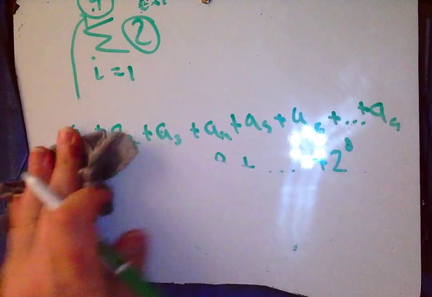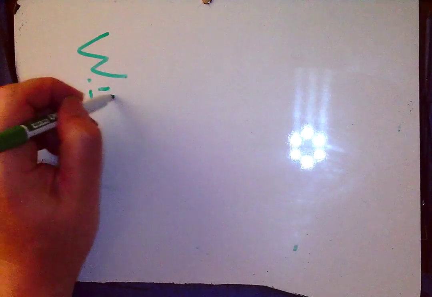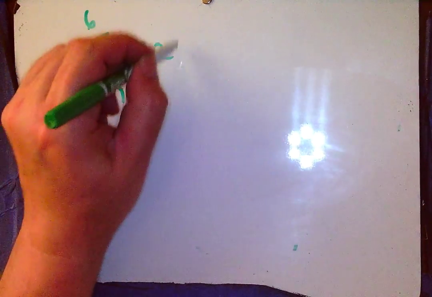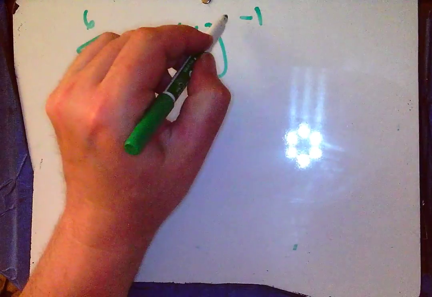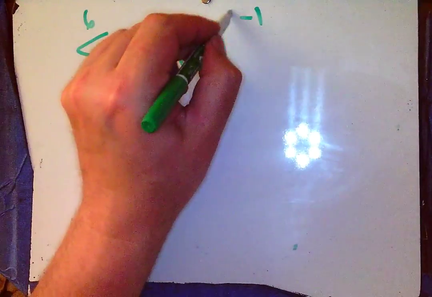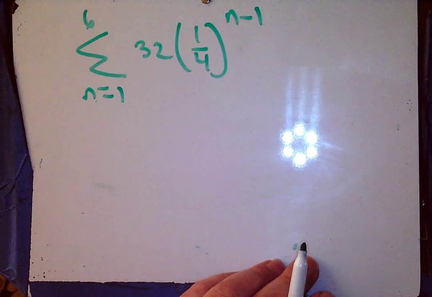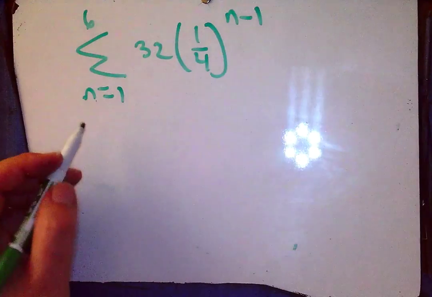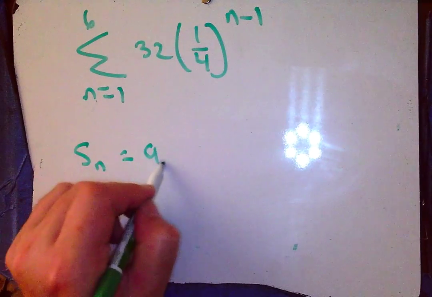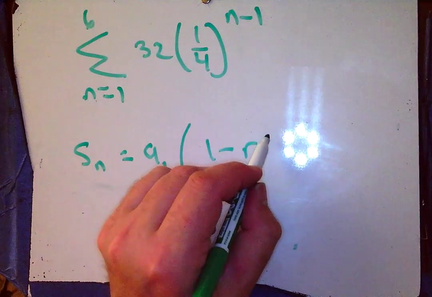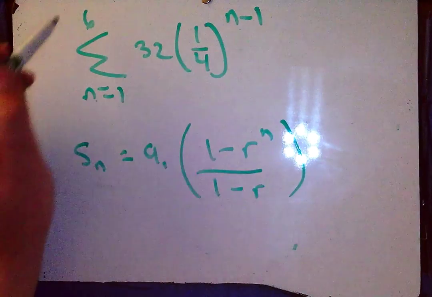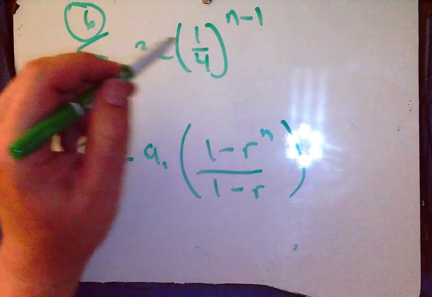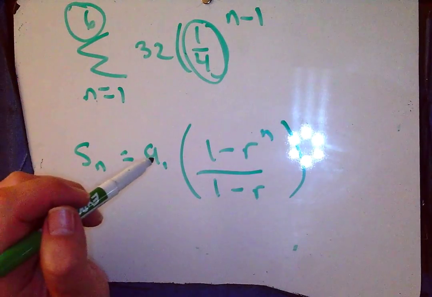Let's see if you can do one. How about i equals 1 to 6 of 32 times 1/4 to the i minus 1. Oops, I guess I'll call this n so that this can stay n. Okay, so find this sum. Remember, in order to use our sum formula, we need a sub 1, we need r, and we need an n value. So what do we see? Here's our n, here's our r, and what about a sub 1?